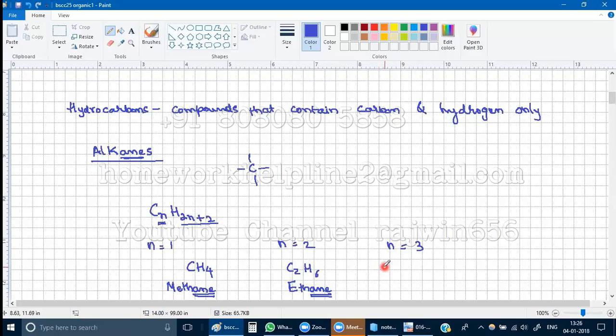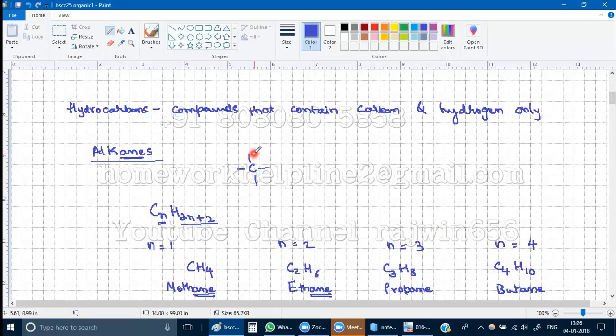N equal to 3, you can calculate this. This is going to become C3H8. The name of this compound is propane. And then we can take n equal to 4. This is going to become C4H10. If I substitute in this formula, this is going to be butane. Similarly, you can go up to chains of thousands of carbon atoms. These are all the formulae that we have found out. These are known as molecular formulae.